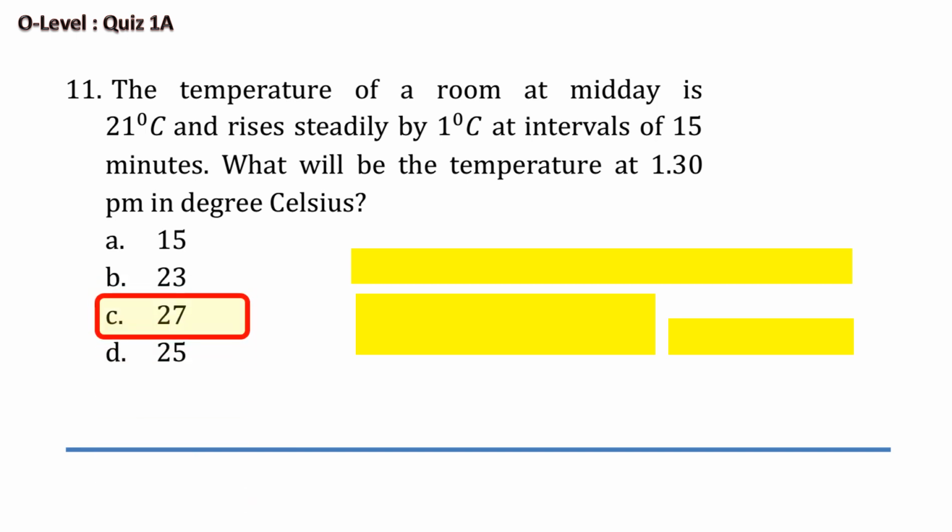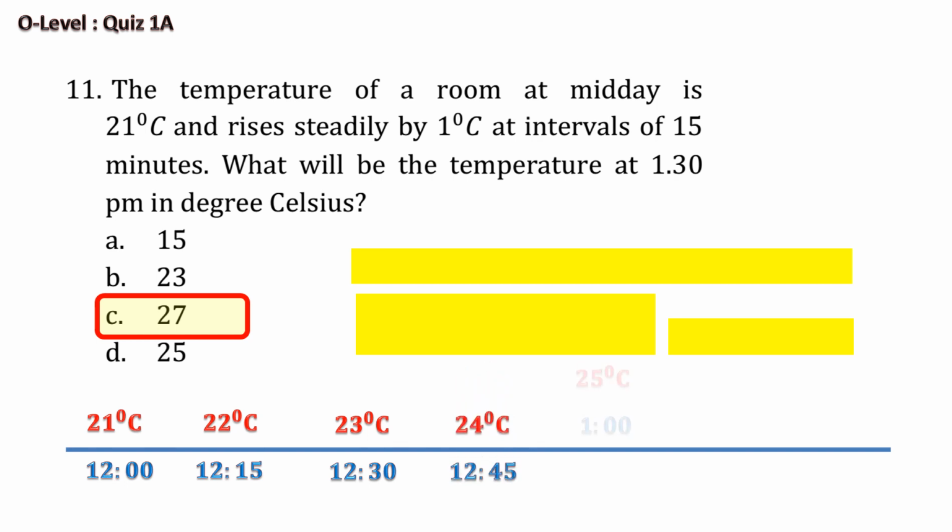The first way, we have at midday it is 21 degrees, at 12:15 it is 22, 12:30 is 23, 12:45 is 24, 1 o'clock is 25 degrees Celsius, 1:15 is 26 degrees Celsius, and at 1:30 it is 27 degrees Celsius, and that's the answer.